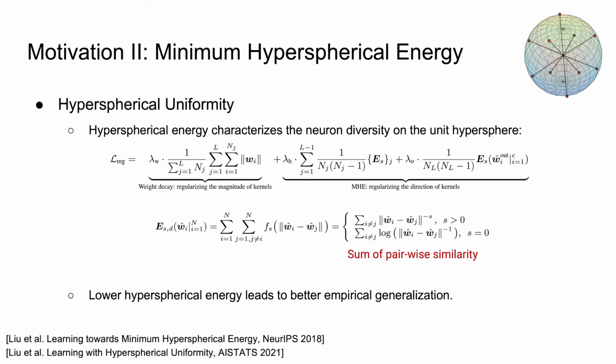The second motivation comes from the empirical observation that encouraging hyperspherical diversity leads to better generalization. Specifically, we characterize the hyperspherical diversity as the hyperspherical energy of the neurons, which is defined by the sum of pairwise neuron similarity on the unit hypersphere.